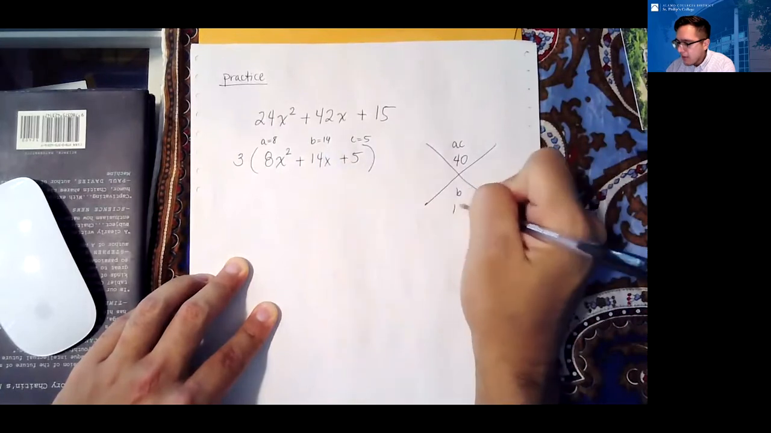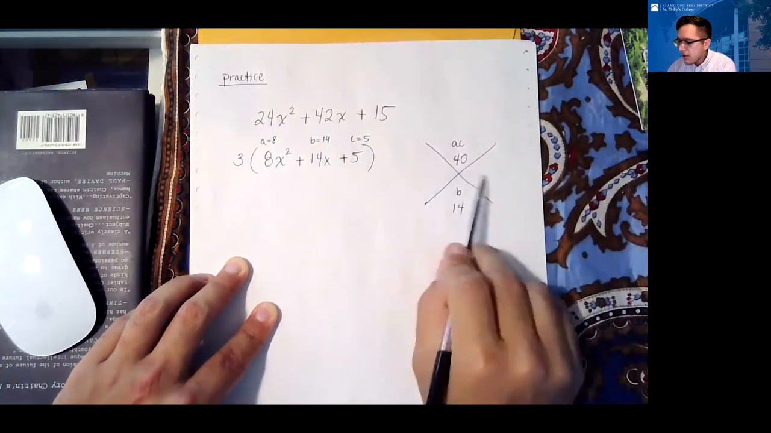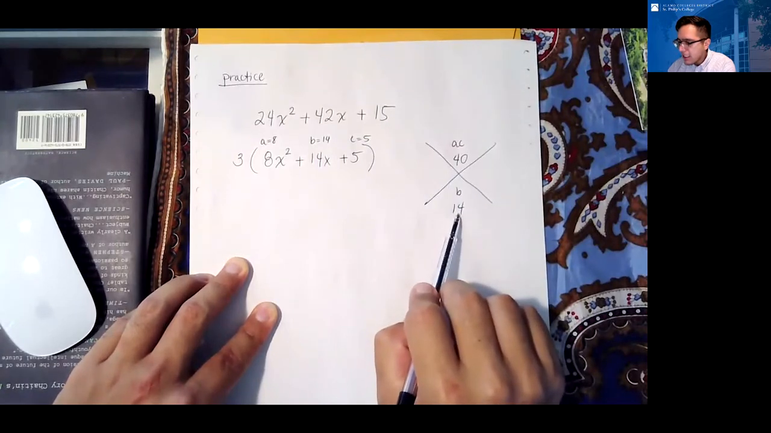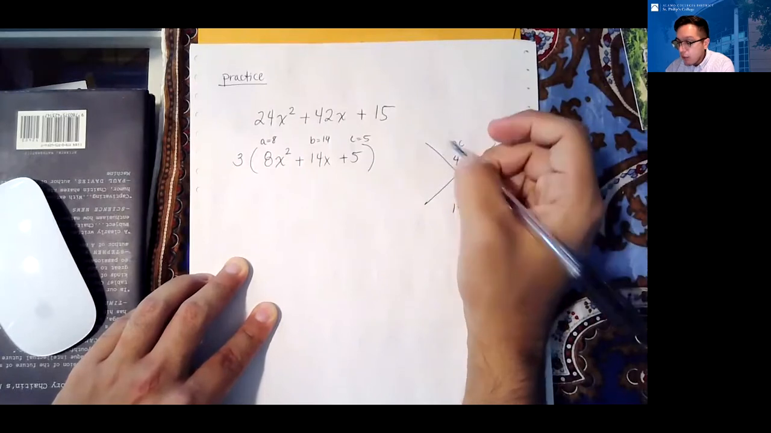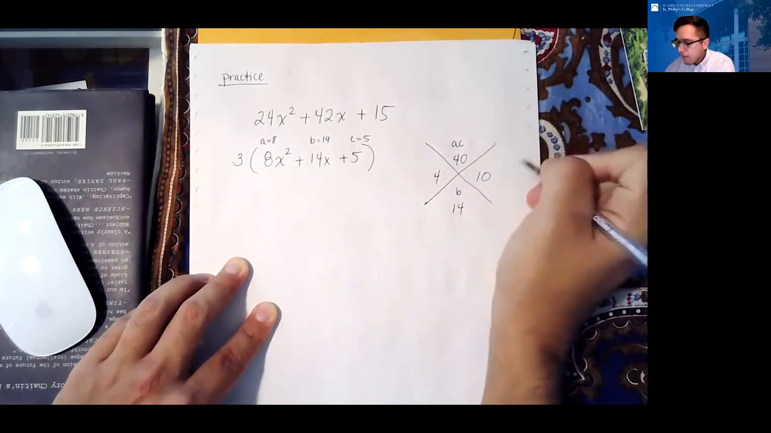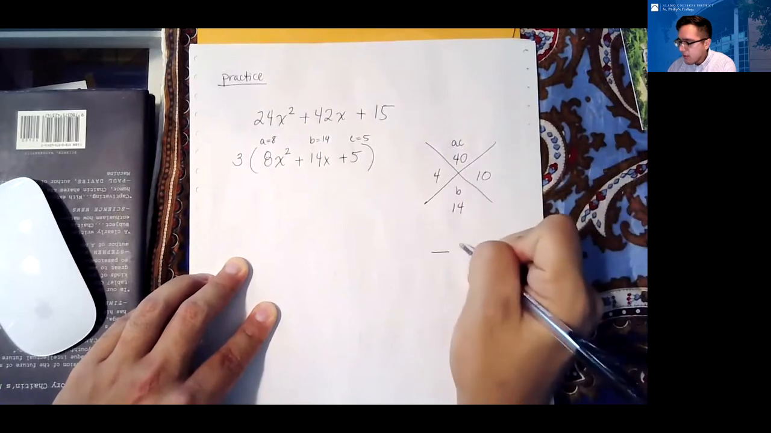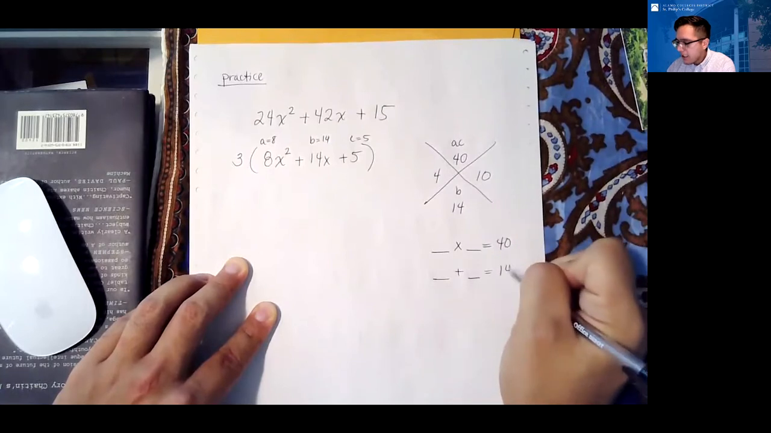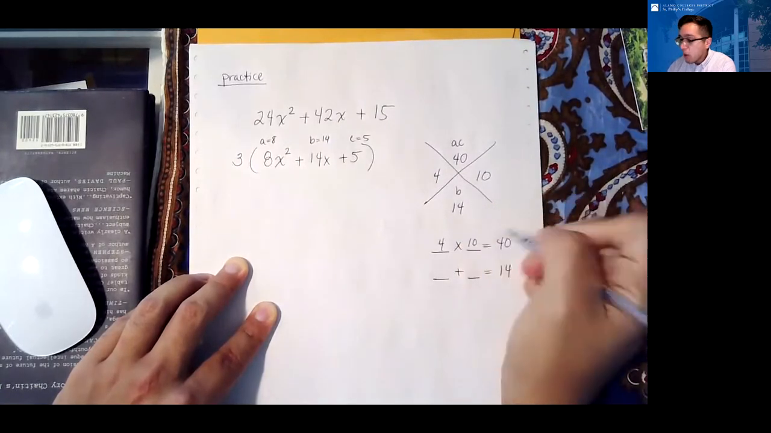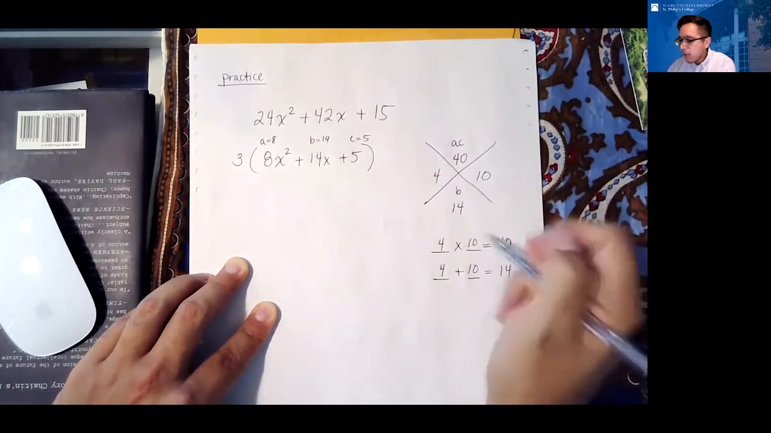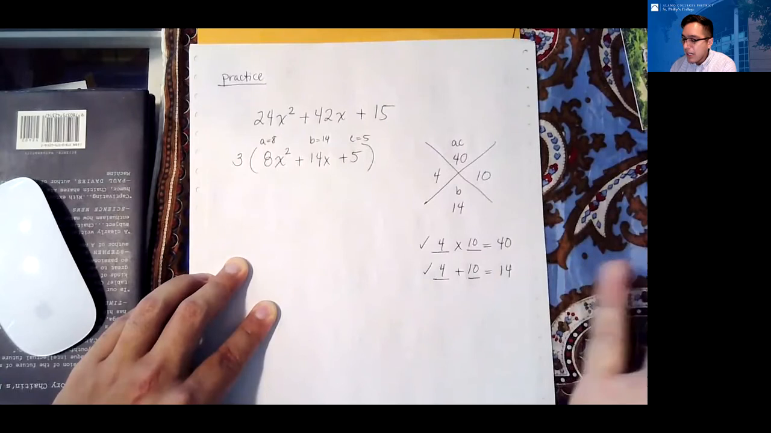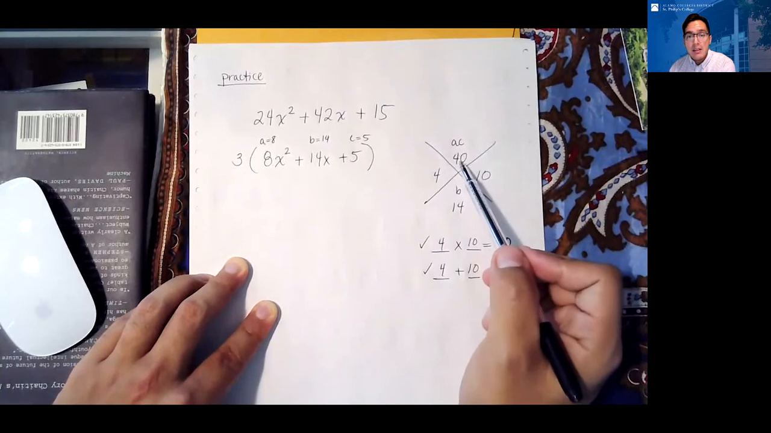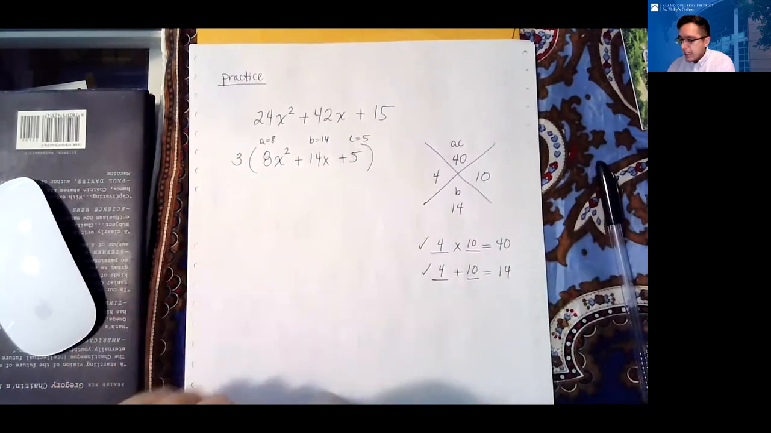B is 14. So I'm looking for two numbers to put in these spaces so that they multiply to make 40 and add to make 14. So that's got to be 4 and 10. And remember, I said that they need to multiply to make our 40, and they need to add to make our 14. So 4 and 10 satisfy both of these conditions, and that's how I know I can proceed. If I did not correctly satisfy these two conditions, then I need to stop and think of what are other factors of 40. But in any case, that works.